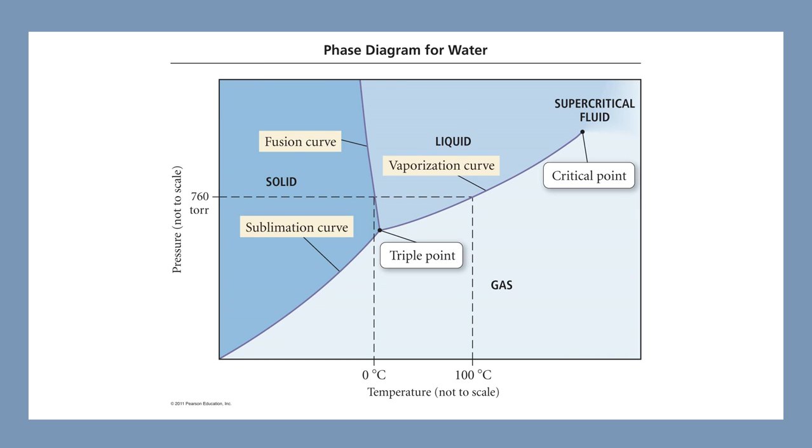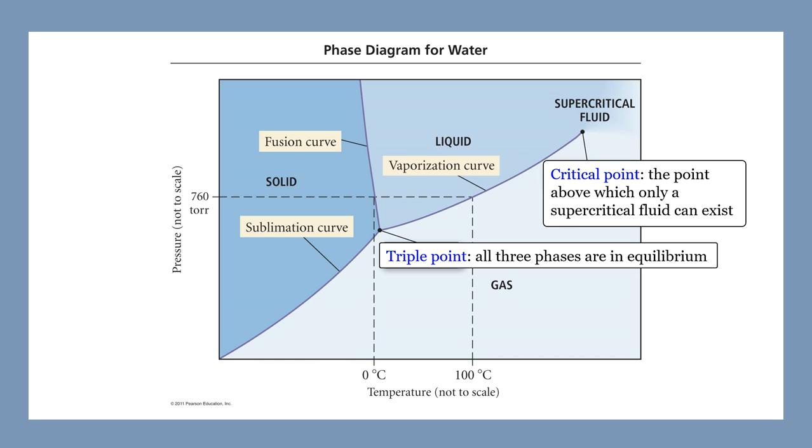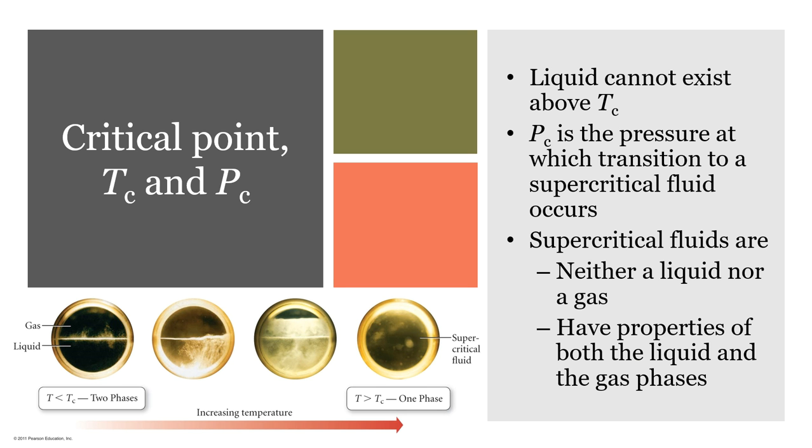Finally, we have 2 points of interest. The triple point, where all 3 phases are in equilibrium with one another, and the critical point. Notice that the vaporization curve terminates at the critical point, and we're left with this fuzzy area between the liquid and gas phases where supercritical fluids exist. The critical point is defined by the critical temperature, the temperature above which a liquid cannot exist, and the critical pressure, the pressure at which the transition to a supercritical fluid occurs.